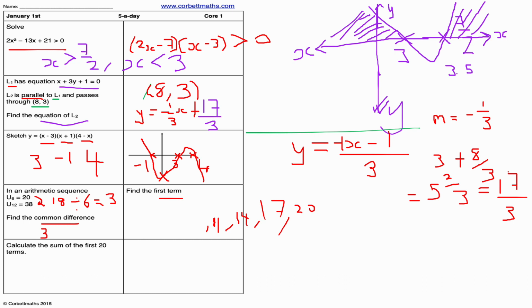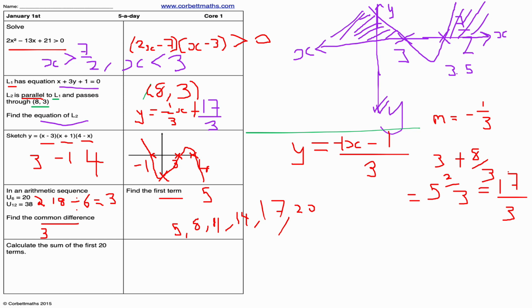U2 would be equal to 8. And U1, which was our first term, will be equal to 5. So the first term, guys, is equal to 5, based on my workings out here. So it goes up in increments of 3.